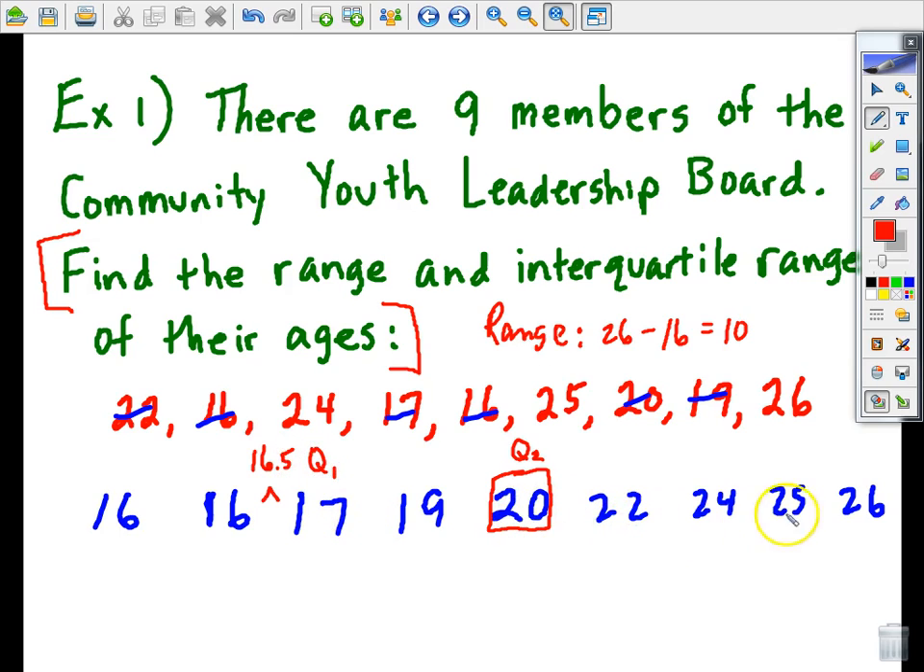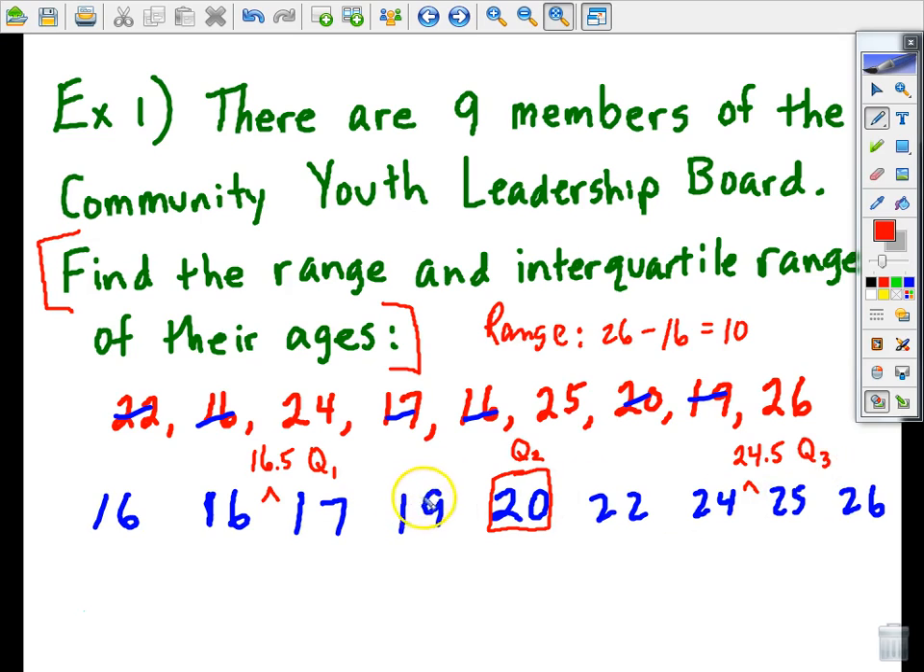And then I jump over here to the 4 numbers to the right of Q2, this small group, and I find the median of these 4 numbers. And that's 24.5, and we call this Q3.